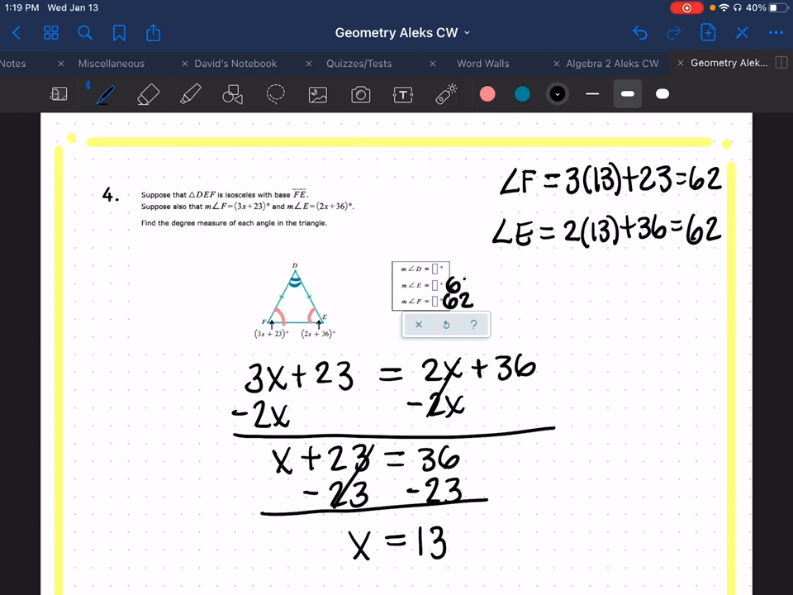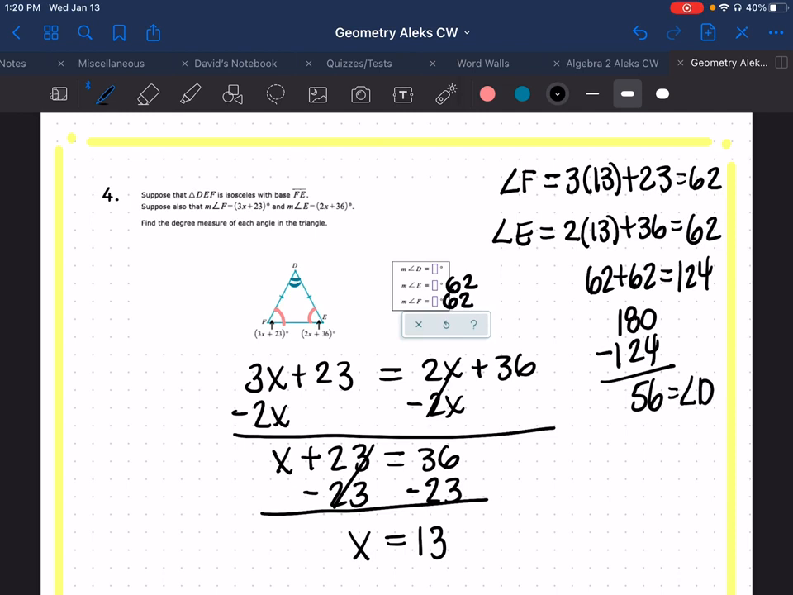And that should happen because we already said that they were equal, right? We said it here and we said it here. So we should have come up with the same thing. Now, how do I find angle D? Because I have nothing to plug it back into, right? I simply take 62 and I add 62 to it. 62 plus 62, 124. Then I say, well, a triangle is 180, so let's just subtract that 124 from it, and we get 56, which is angle D.